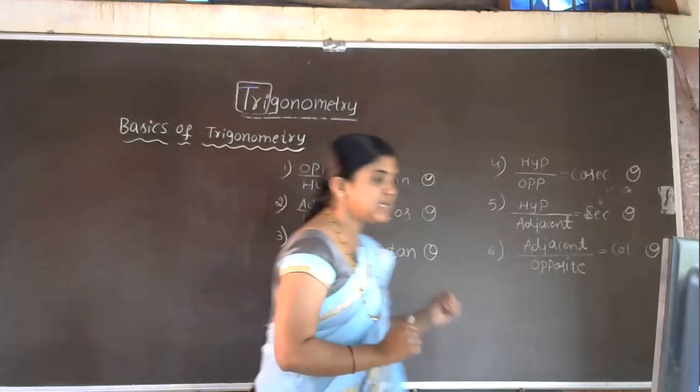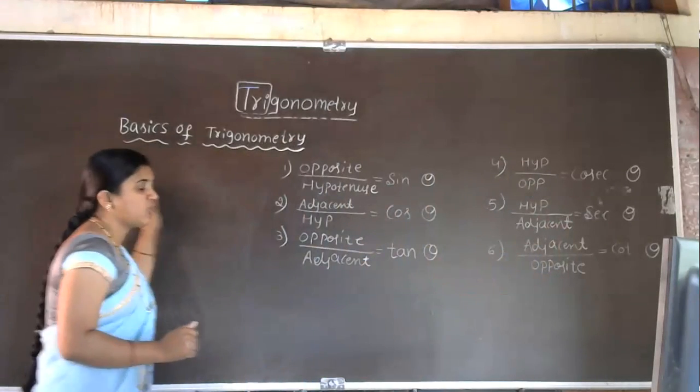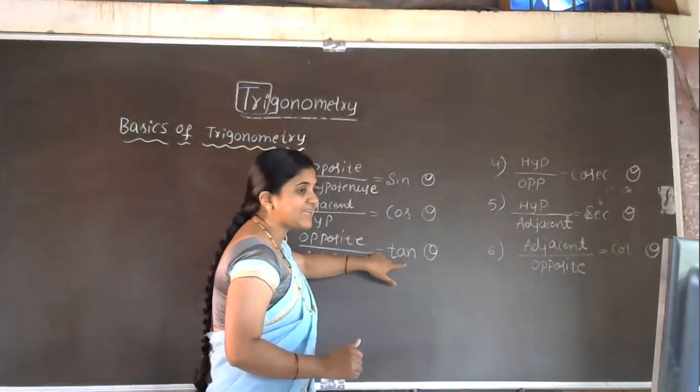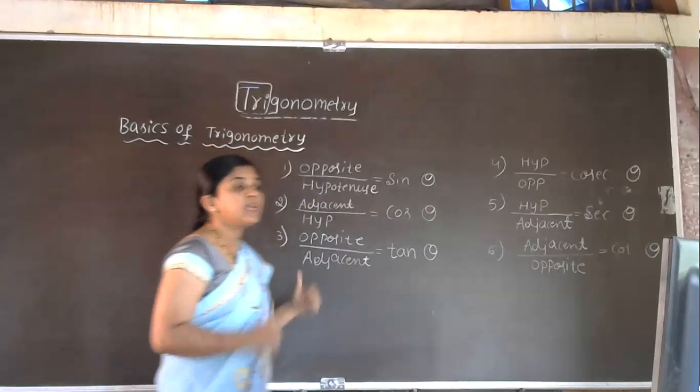Okay, students, now we got the six ratios idea and one relationship. What is that relationship? Tan theta is nothing but sin theta divided by cos theta. Next, can you tell me?